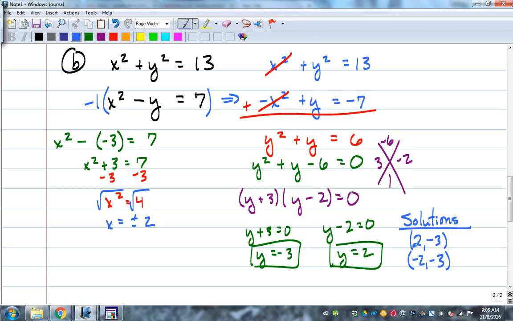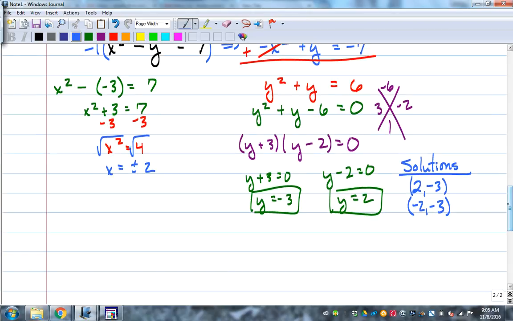And then we have to do the same thing for y equals 2. Plug that in. x squared minus 2 equals 7. x squared is equal to 9. So x is plus or minus 3.